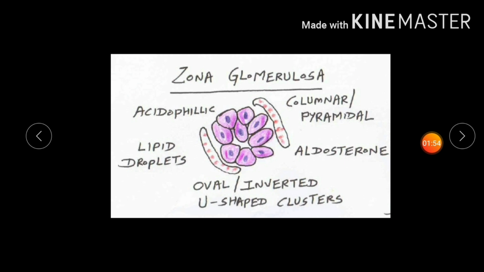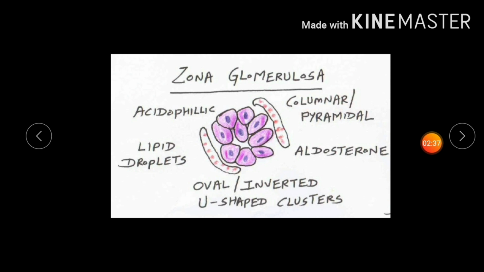Next, we will see the individual structure of the various cortical layers of the adrenal gland as well as the medulla. The outermost portion of the cortex is known as the zona glomerulosa. As the name suggests, glomerulosa, here you will find ball-like aggregations of cells, and the cells are columnar or pyramidal. The aggregations look like oval or inverted U-shaped clusters, or you can simply say there is a formation of an arch by these cells.